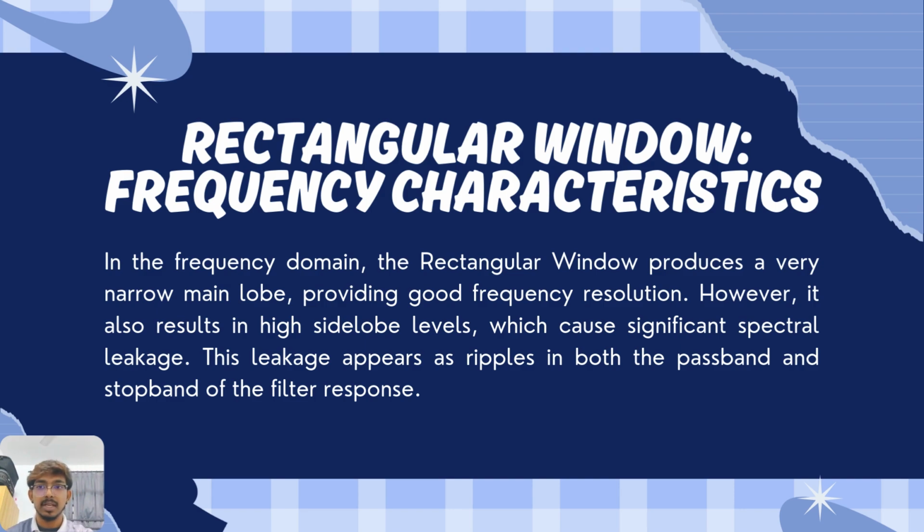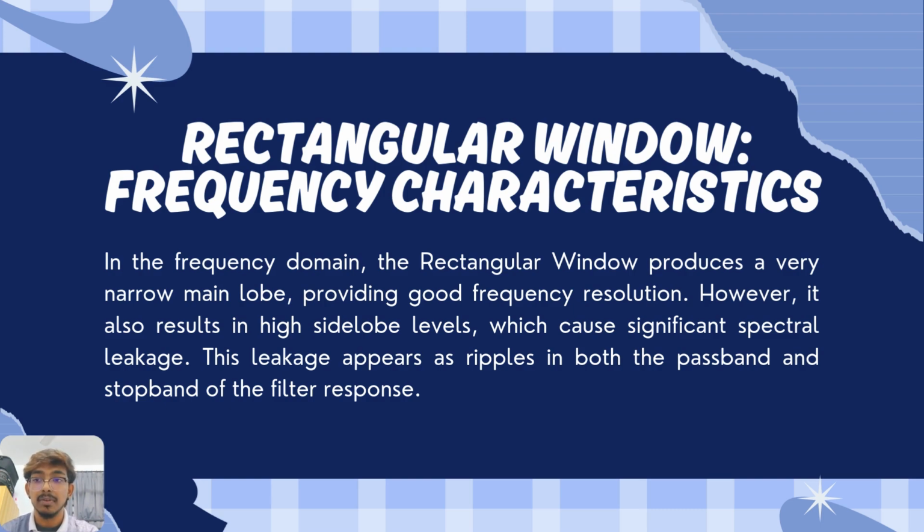Let's move to the next slide, which is about the frequency characteristic of the rectangular window. In the frequency domain, the rectangular window produces a very narrow main lobe, which provides high frequency resolution and allows closely spaced frequency components to be clearly separated. This narrow main lobe is beneficial when a sharp transition between the passband and stopband is required.